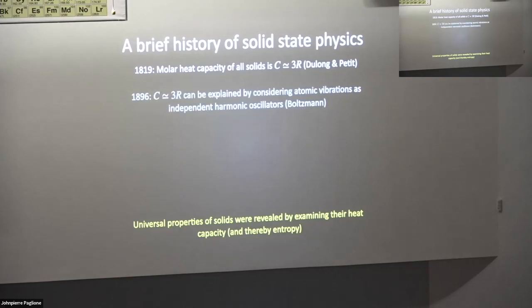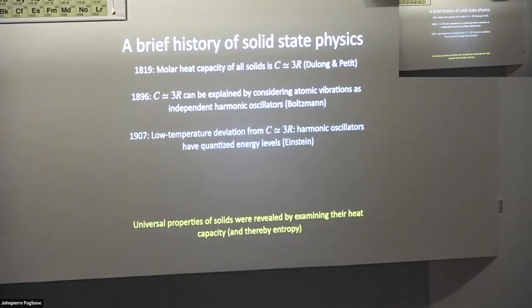Okay, so then about 100 years later, Boltzmann figured out that you can explain this 3R by thinking of all of the atoms in the solid as being independent harmonic oscillators. And so he went through this calculation that showed that you can explain the heat capacity by really imagining a solid as just a collection of independent harmonic oscillators. So that was really the beginning of people understanding at a microscopic point of view what is a solid. And it really came from this surprising observation about heat capacity, which is really also about entropy.